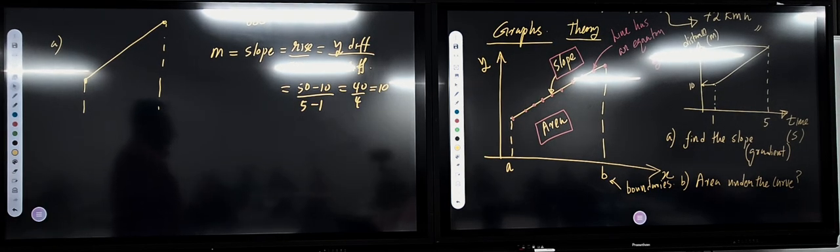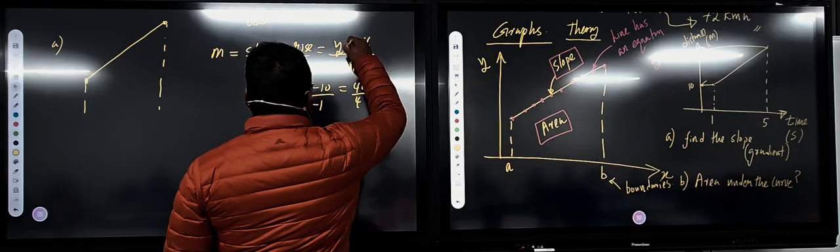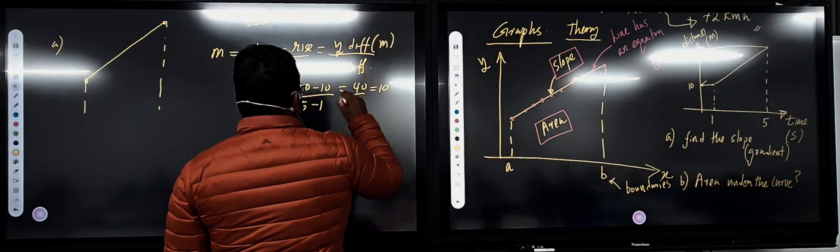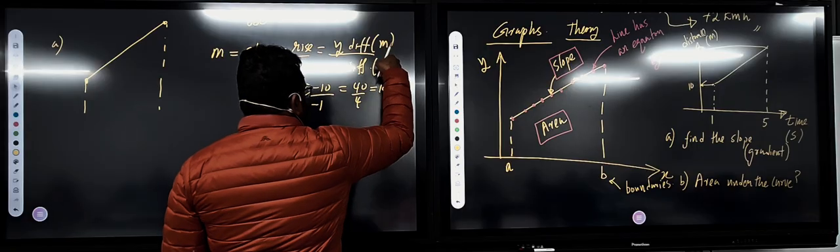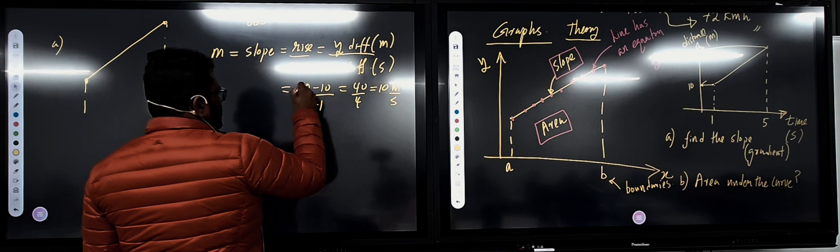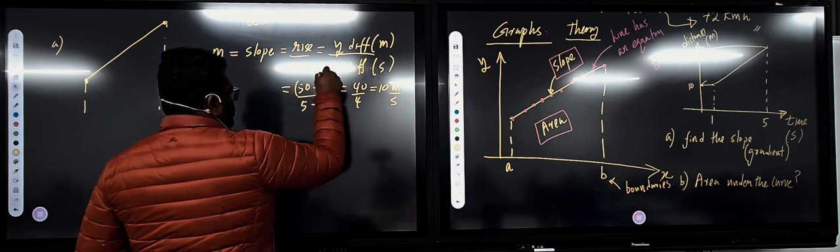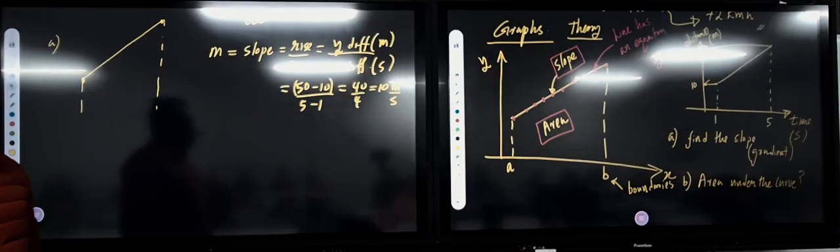What are the units? Meters per second. Yeah? Because y difference is coming in meters, right? X difference is time, it's in seconds. So meter per second. So what you have to do is, you have to go with the units in here. The units for the numerator values is going to be meters.